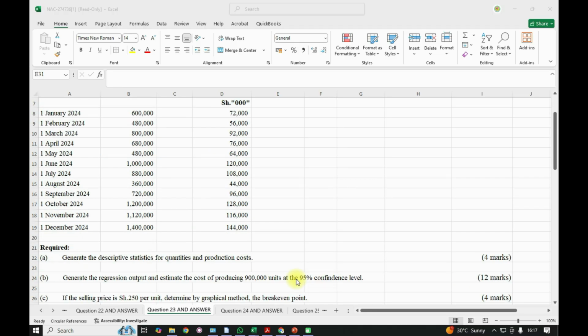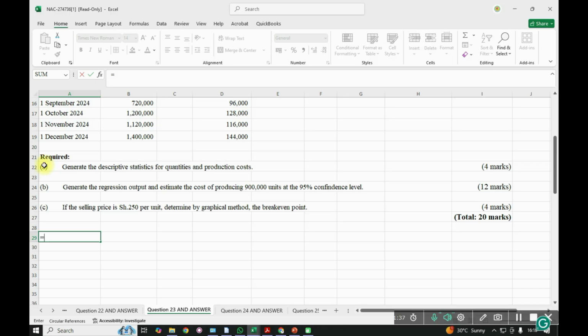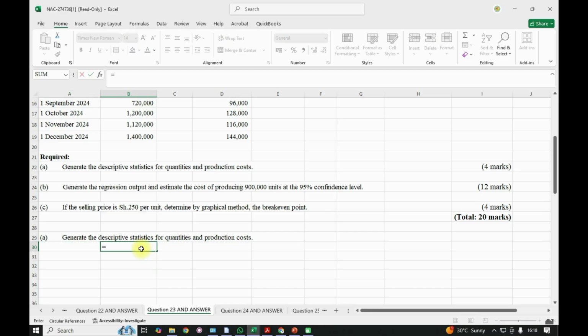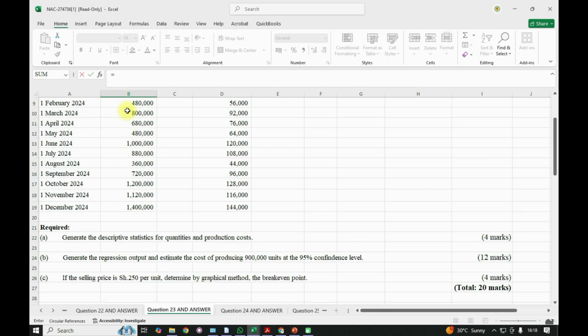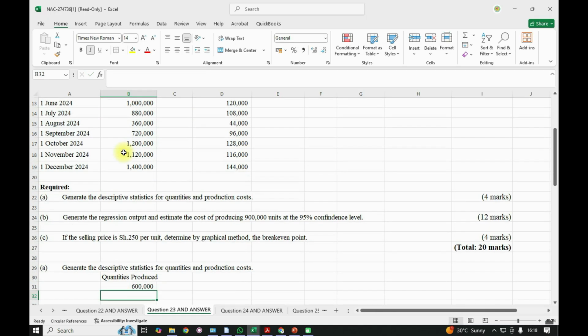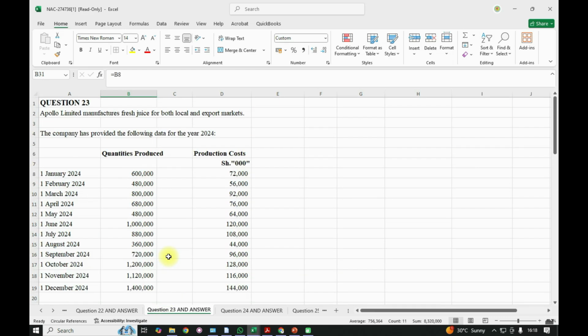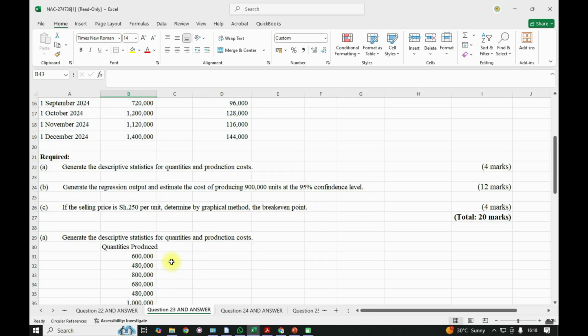So in this case, the first thing is to determine the first question. So we generate what we are calling the descriptive statistics, and our descriptive is for the quantities produced. Quantities produced, and I'll autofill. The last value should be 1400, that way. And this other one is for production cost.